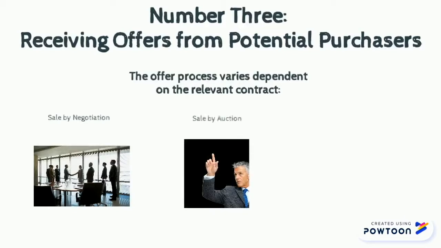With sale by auction, potential purchasers will receive all auction terms and conditions prior to the event. The auction will commence with the auctioneer inviting the first bid. Bidders can revoke their bid at any time until acceptance.